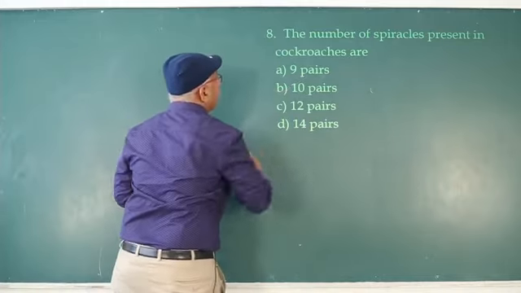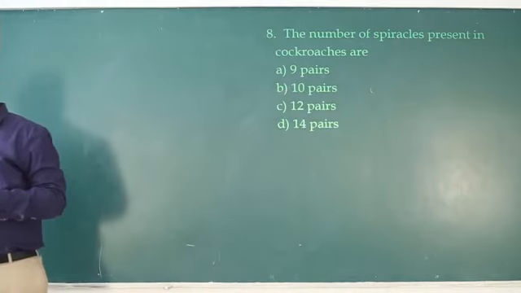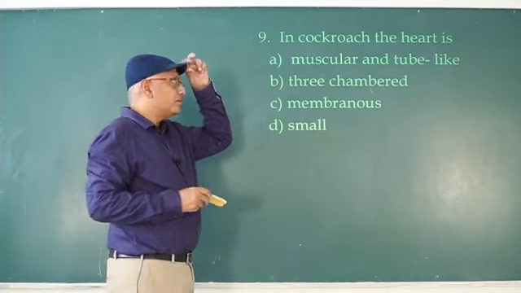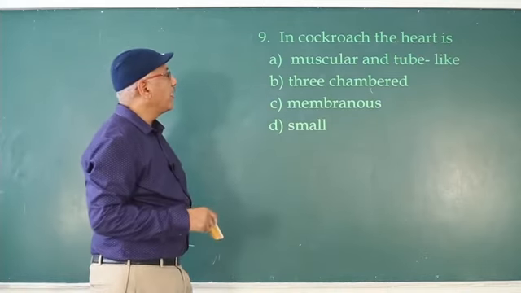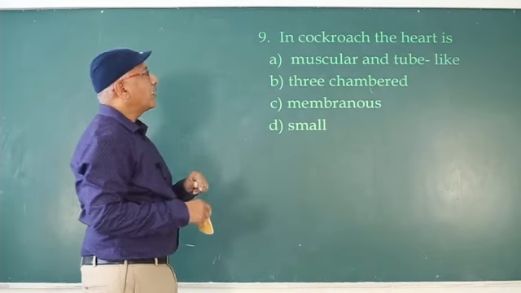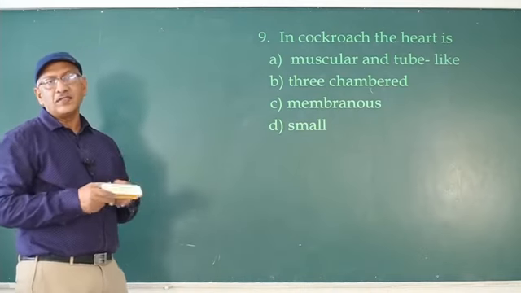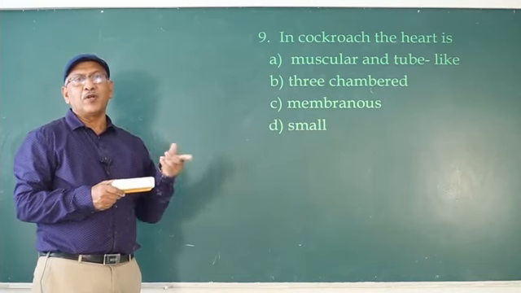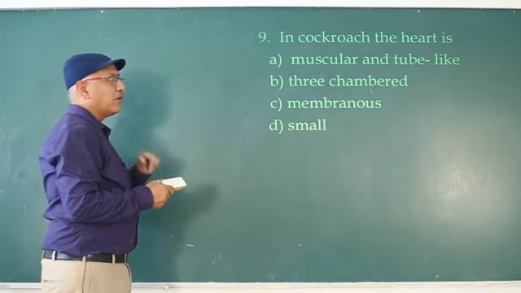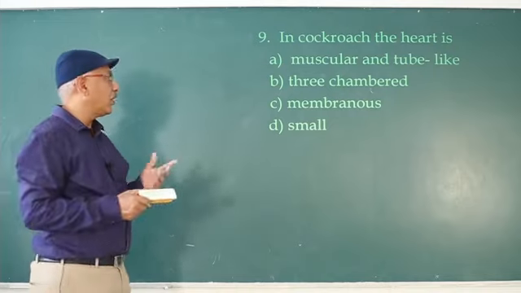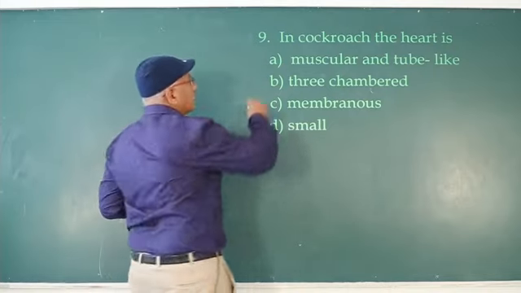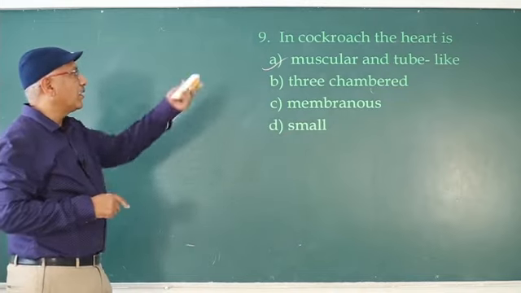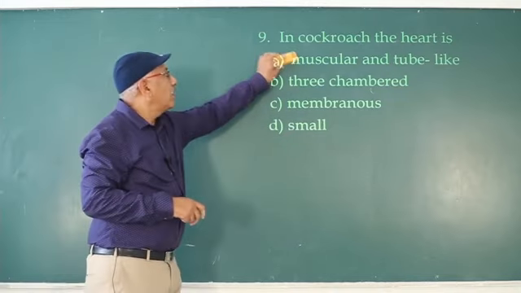Next question. In cockroach, the heart is muscular and tube-like, 3-chambered valve, tubular and 13-chambered. In each thoracic segment, 1 chamber. In abdominal also 1. Thorax is in the form of 3 segments, abdomen is in the form of 10 segments. So muscular, tube-like and 13 chambered, not 3 chambered. So first one is the answer.